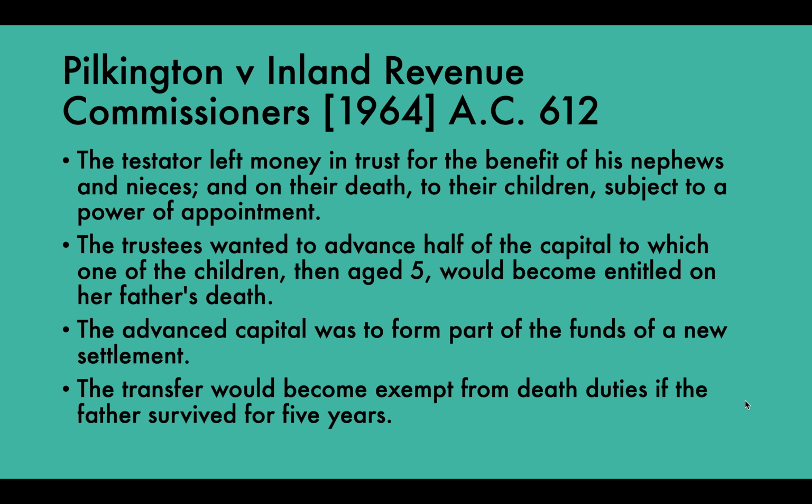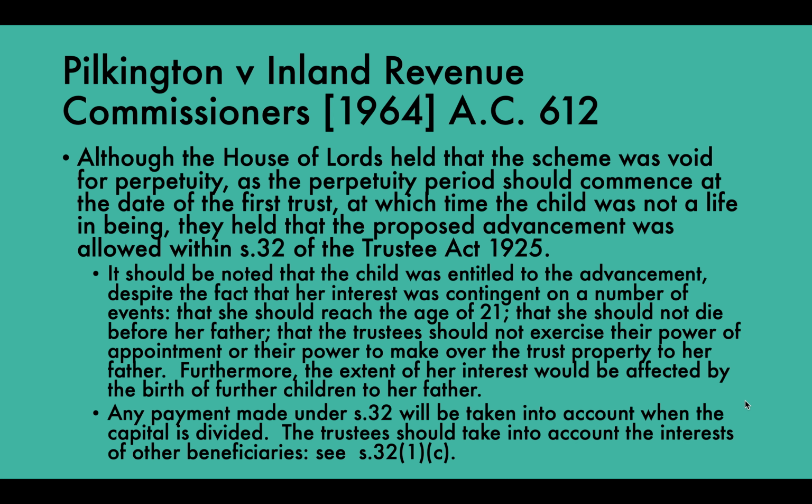So this was a tricky way of using an advancement to keep a trust going by avoiding the rule against perpetuities, and would have enabled her to avoid paying some taxes, so death duties. Now, although the House of Lords held that the scheme was void for perpetuity, as the perpetuity period should commence at the date of the first trust, at which time the child was not a life in being, they held that the proposed advancement was allowed within Section 32 of the Trustee Act 1925.